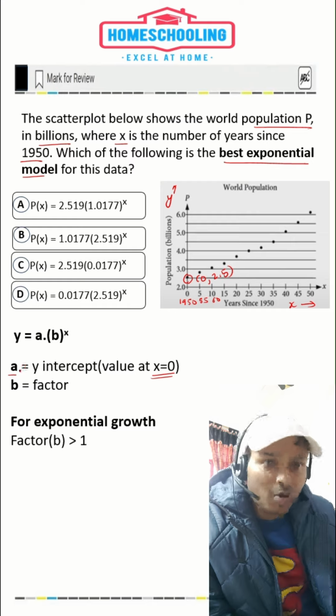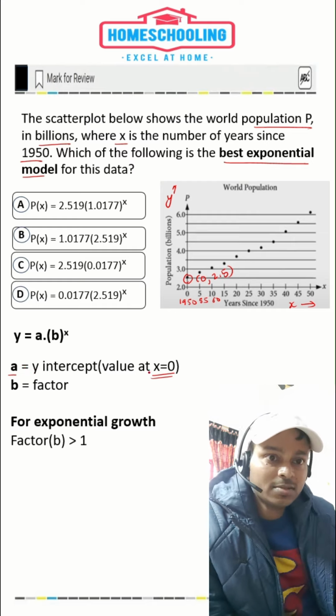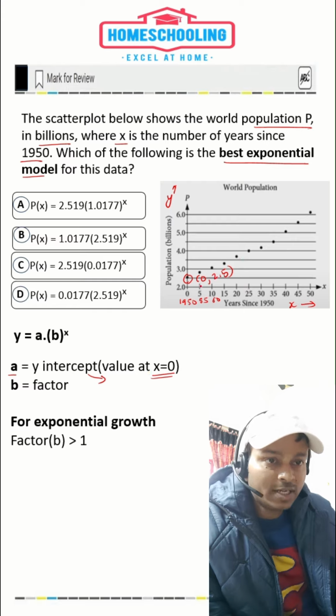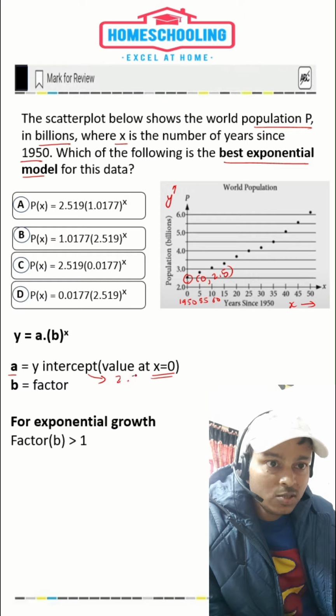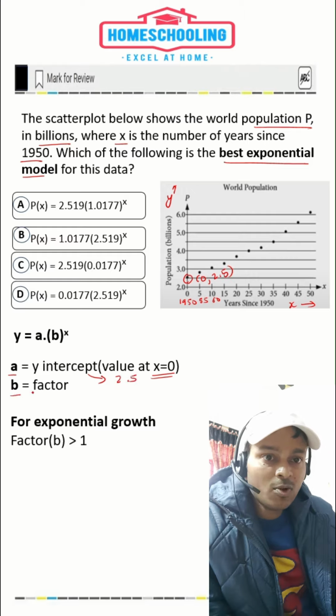So what is our y-intercept? The y-intercept is the value of y at x equal to 0. So at x equal to 0, y is 2.5. So a is 2.5. Now b is our factor.